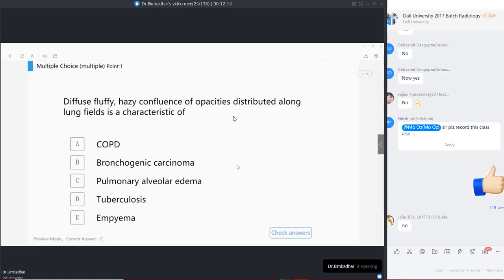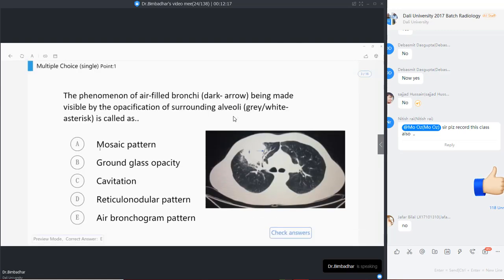Perfect. So the next one you see here is technically a definition that has been asked: the phenomenon of air-filled bronchi, the dark arrow here, being made visible by opacification of surrounding alveoli. Air-filled bronchi have to appear black, and that is made visible by the opacification of the surrounding alveoli.